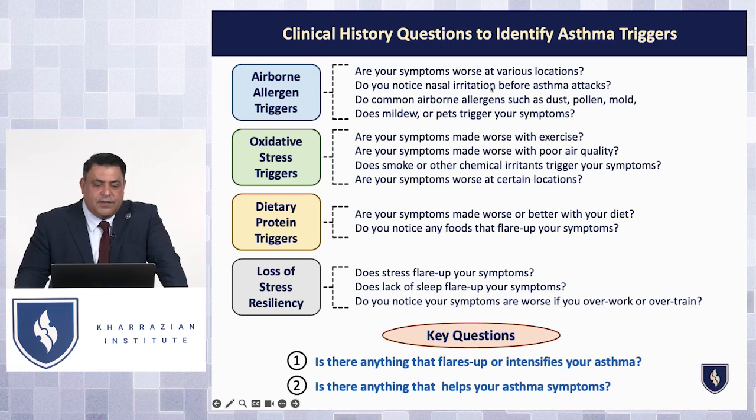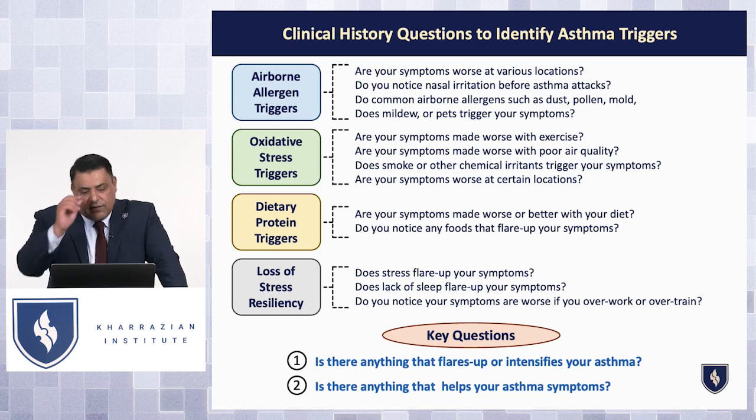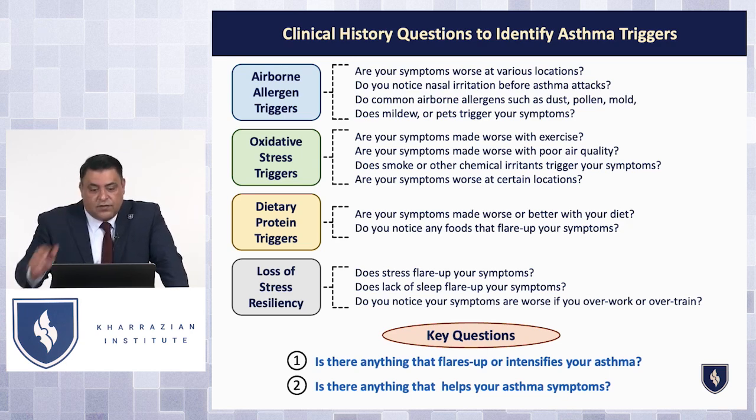They may notice when they go on vacation, they're much, much better. Their asthma attacks are much, much better, and they think, oh, it's just the lack of stress of being on vacation, but in fact it's really because their house has so many airborne irritants in there, whether it's dust or mildew or other things that are really triggering the response. Do you notice nasal irritation before asthma attacks? That's a major clue that they're getting their nasal mucosa activated, and that there really is an airborne trigger that's causing that. Do common airborne allergens such as dust, pollen, mold cause reactions for them? Does mildew or pets trigger your symptoms? Those are really important as well.